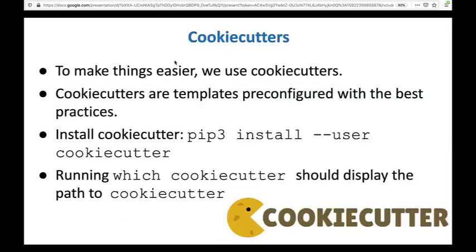To make our lives easier, we'll actually use Cookiecutters. Cookiecutters are templates that are pre-configured with best practices. To install it, you can do pip3 install --user Cookiecutter, or if you have a Mac, there's a brew for it: brew install Cookiecutter. Then if you run which Cookiecutter, this should display the path to Cookiecutter. That's how you know that it is installed.